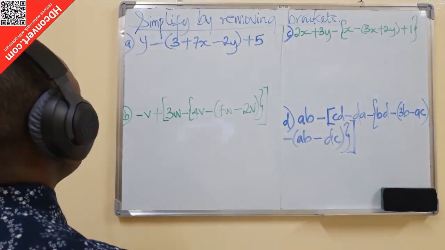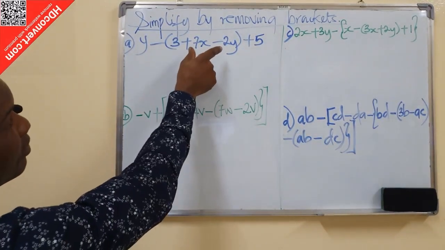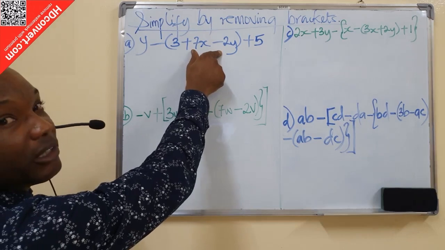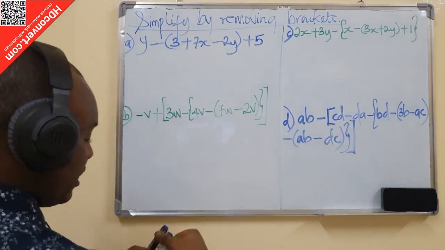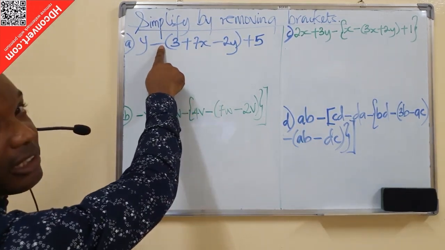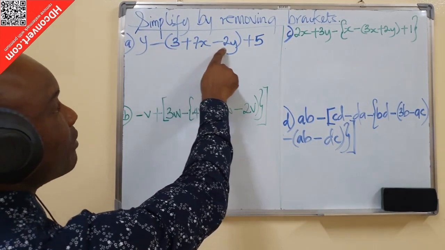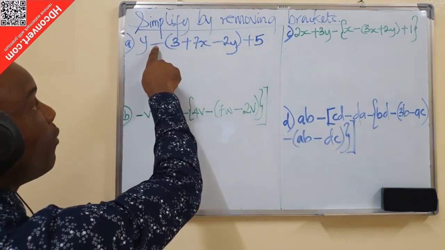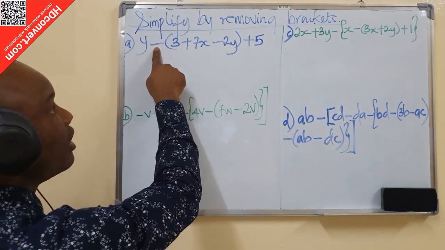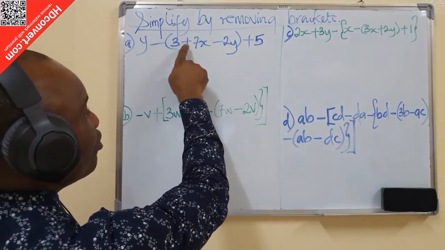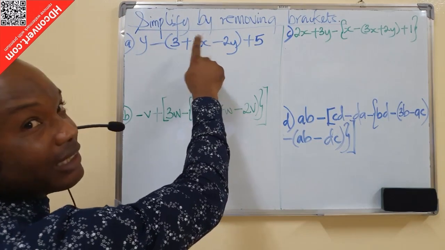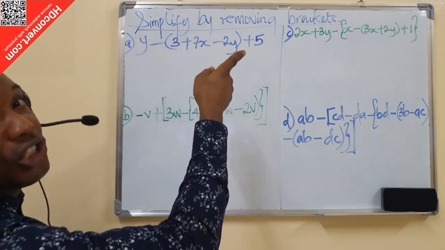Let's do it. For the first case, I am focusing on the bracket in the middle first. So to do that, watch. What precedes the bracket is a negative sign. It simply means that all the signs in the bracket will change. Because when you are opening a bracket with a negative sign, all the operators preceding the terms in the bracket will change to the opposite.